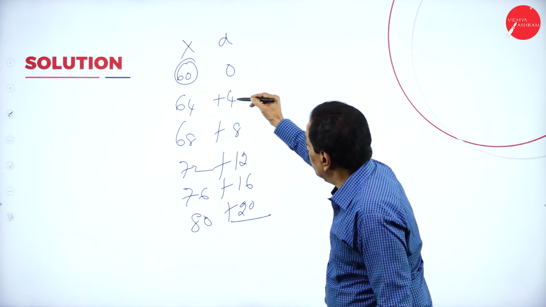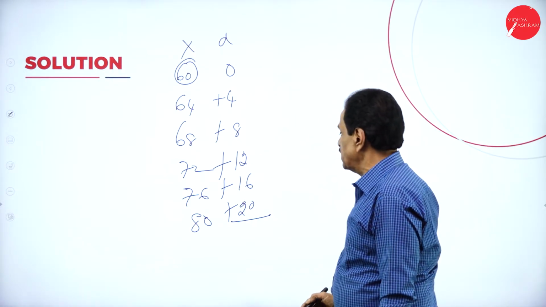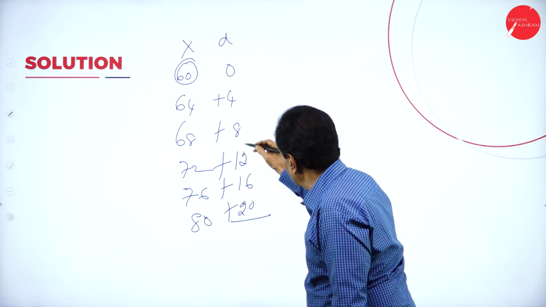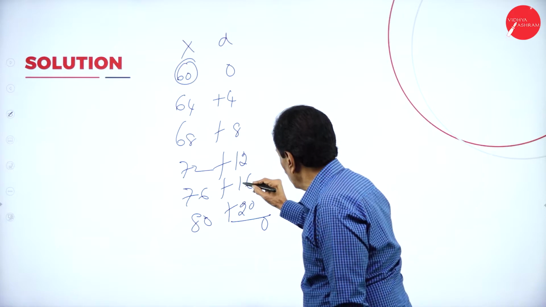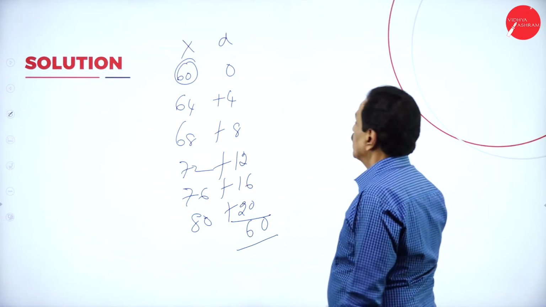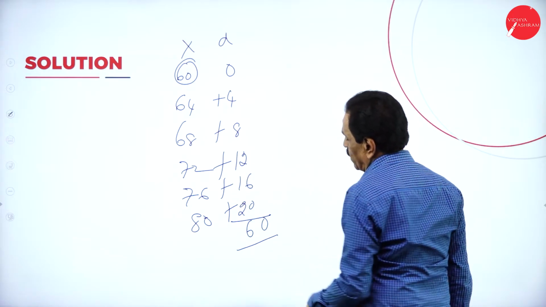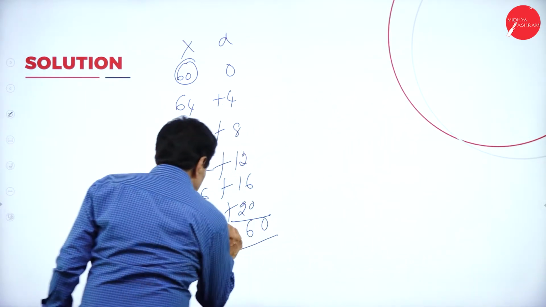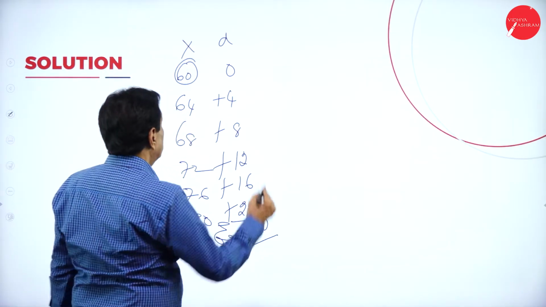Add the figure. 4 plus 8, 12. 12 plus 12, 24. 24 plus 16, 40. 40 plus 20, 60. What is this called? Sigma D. What is this called? Sigma D.